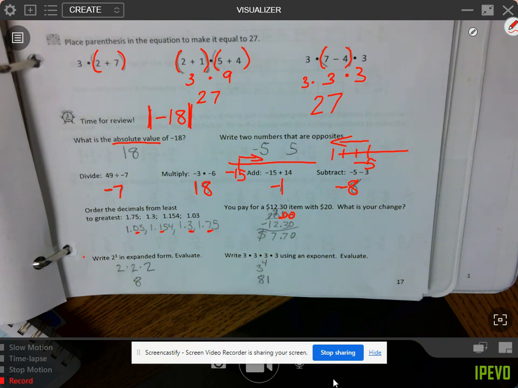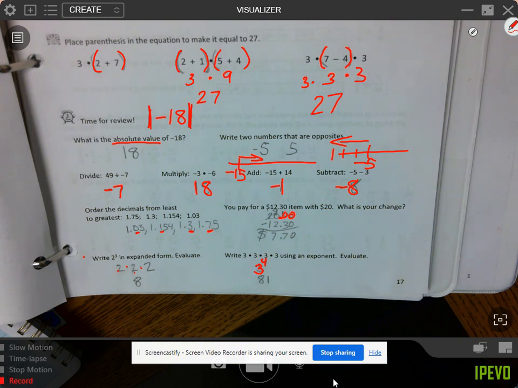Now we're to our exponents. That's more recent for us. Writing 2 to the third power in expanded form and evaluating, we have 2 times 2 times 2. And when we do the math, it equals 8. 3 times 3 times 3 times 3, we need to write that as an exponent. So your base is the 3, so that's our big number. Our exponent is, I see the 3 4 times. That's the small number up to the right.